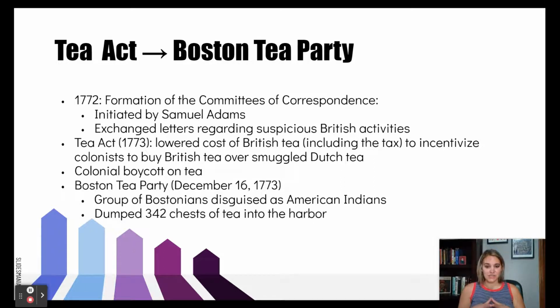The colonists feel that this is manipulation. They continue to buy the smuggled Dutch tea, and eventually what happens is the Boston Tea Party. This is where a group of Bostonians disguised as Mohawk Indians dump 342 chests of tea into the harbor. And this is really a catalyst, a moment where we see a real spike in the tensions, especially for Boston.